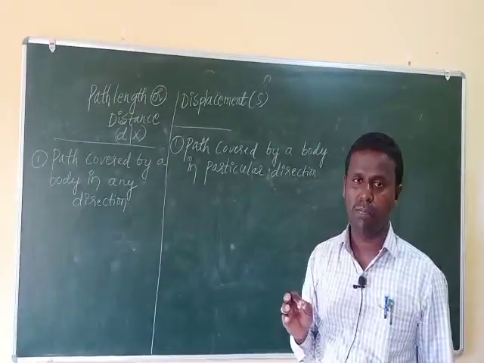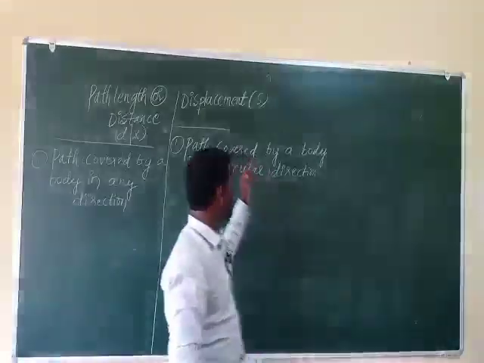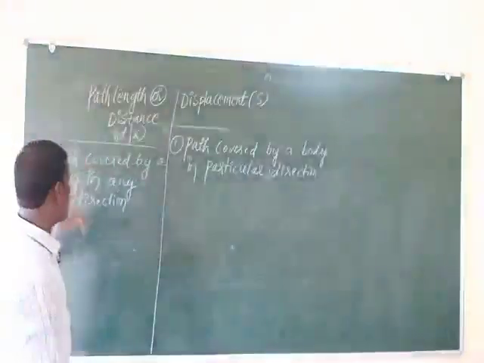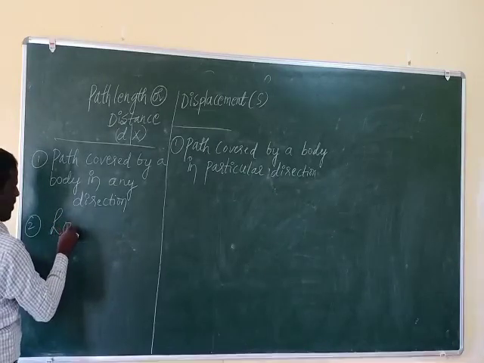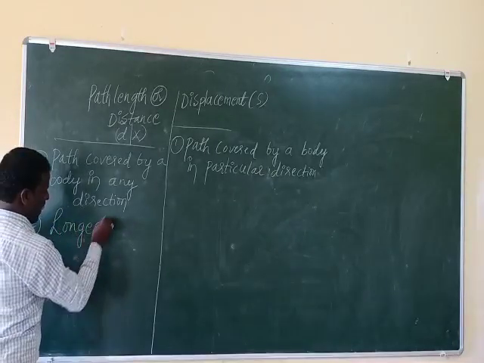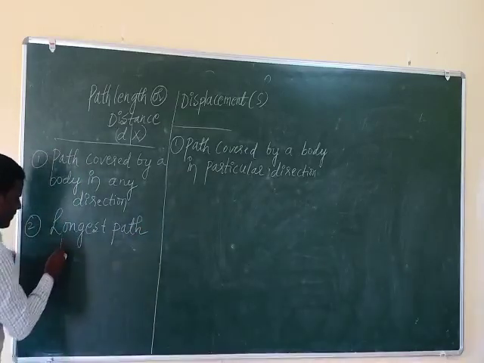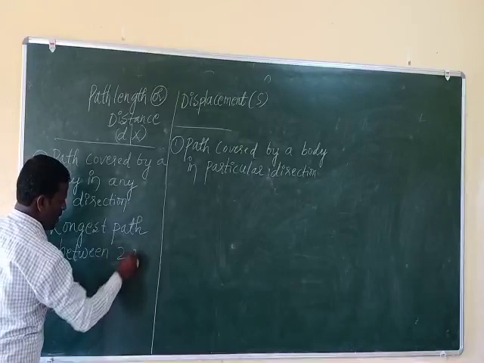The shortest path between two positions, 2 points, is called displacement. Longest path is distance. So we can write the difference: longest path between 2 points.